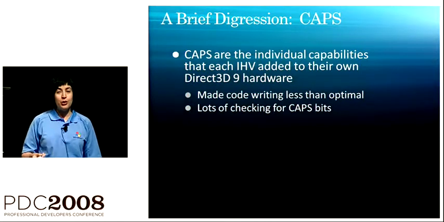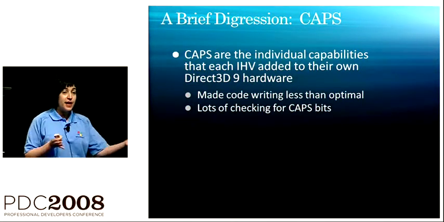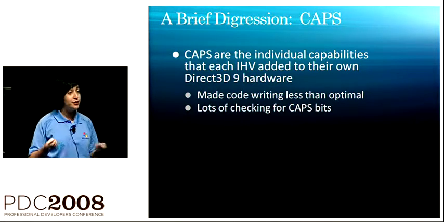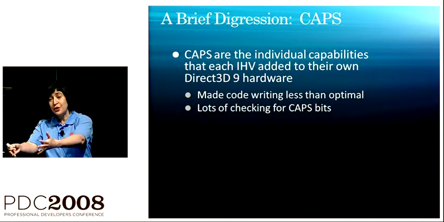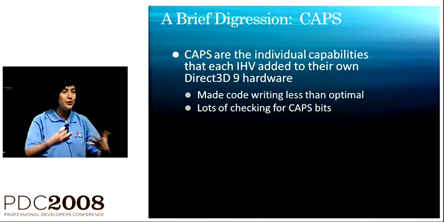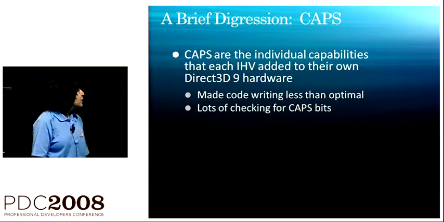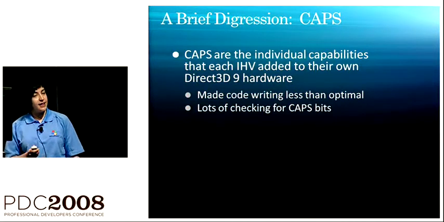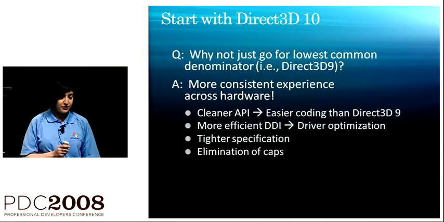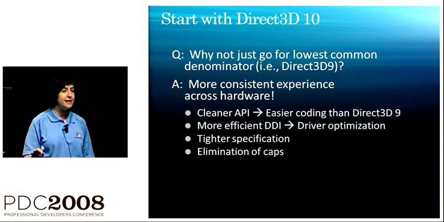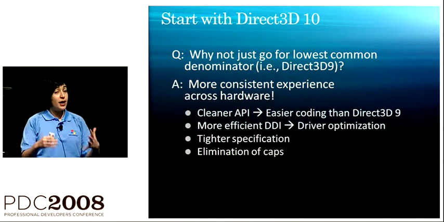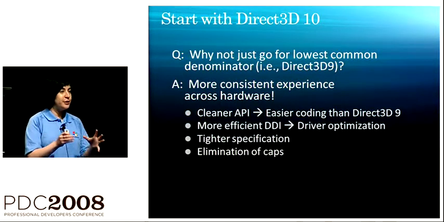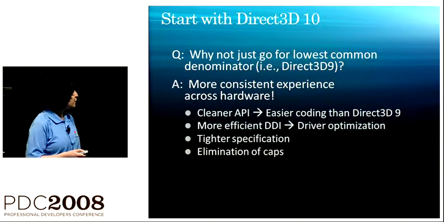So of course, this made code writing way less than optimal, right? Because now you had to do all these different code paths and be checking for these capabilities bits, because in some case it was really cool and you wanted to expose it, but if this other user didn't have that card, you just wound up with this super complicated code flow. So code writing was less than optimal because you had to do lots of checking for caps bits. So with Direct3D 10, we just drew a line in the sand and said, that's it, no caps. So with the elimination of caps, again, we're trying to get to that more consistent experience. Okay, so you really know how Direct3D 10 is going to look out there across the different kinds of hardware.